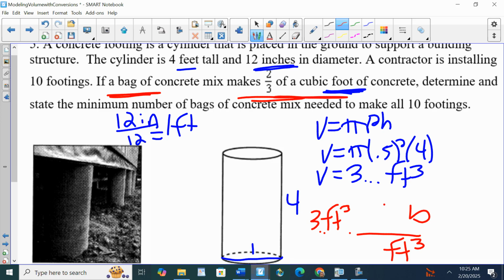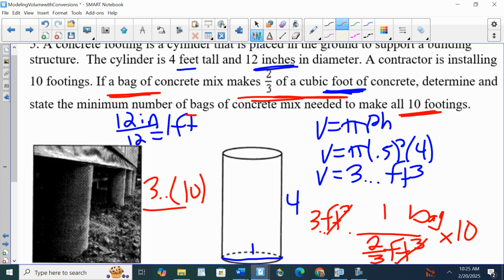1 bag, 2/3 of a cubic foot. Cubic feet are gone. Now I have bags. That's what I want. I want bags. Are there any quantities or percents? Yes, 10 of them, times 10. So this one, I have 3 dot dot dot, 10 on top. I have 2/3 on bottom.